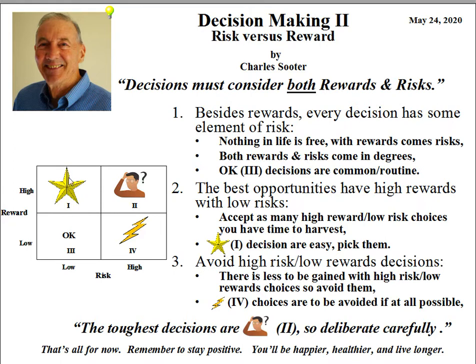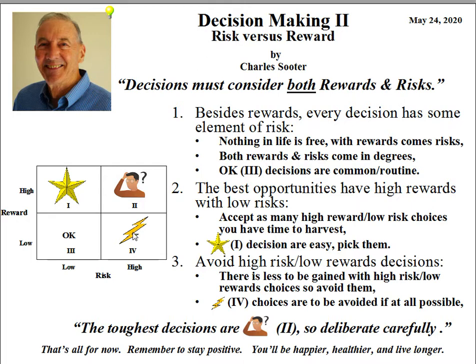But here's the place I most prefer to be: high reward, low risk. Proposition 2. The best opportunities have high rewards and low risk. Here's where you want to accept as many as you can. The decision here is easy. Pick them. Proposition 3. What you want to do is avoid this quadrant here, the lightning bolt. There's less to be gained with high risk, low reward choices, so avoid them if at all possible.